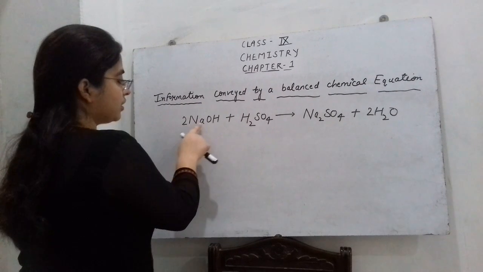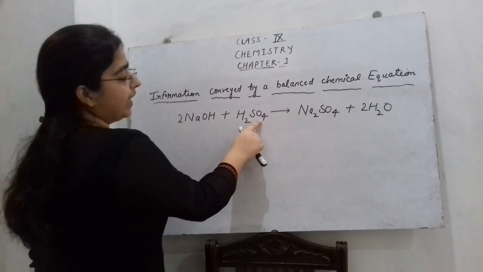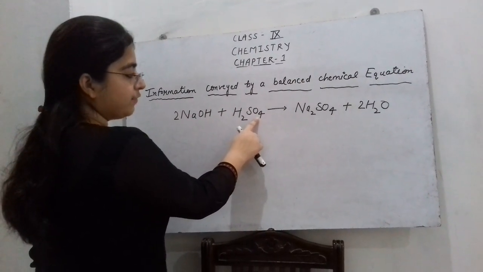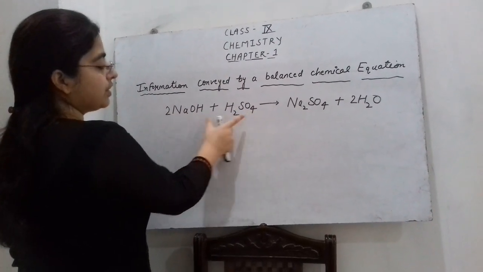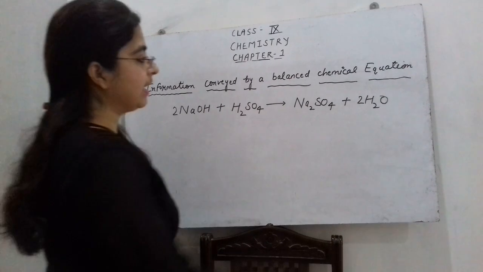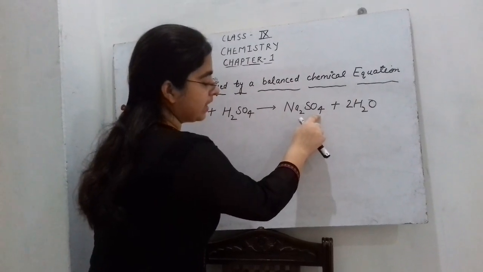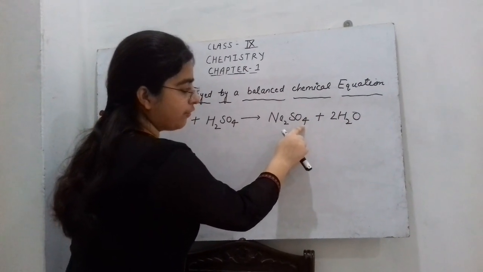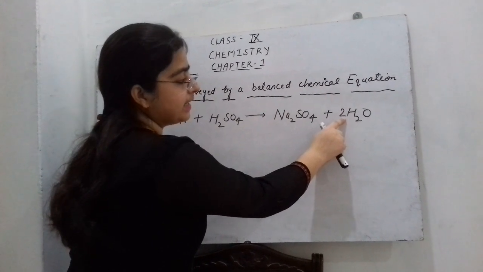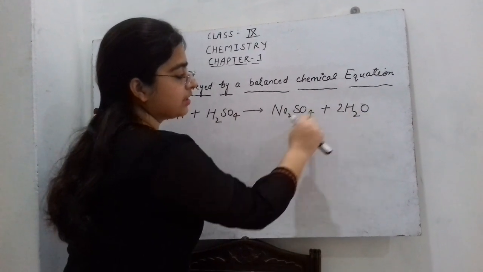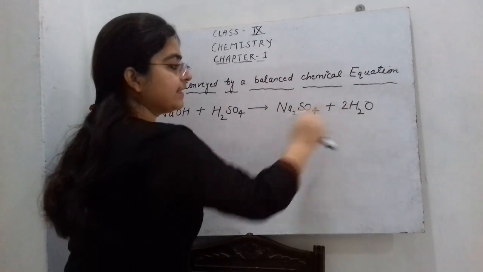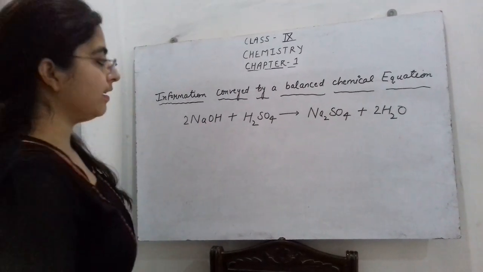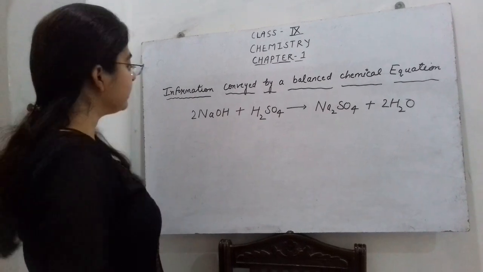2 atoms of oxygen are here and 4 atoms of oxygen are present in sulfuric acid. So overall we can say that 6 atoms of oxygen are on the reactant side. In the same way, 4 atoms of oxygen are present in sodium sulfate and 2 atoms of oxygen are present in water, and therefore overall on the product side again 6 atoms of oxygen are there. So oxygen is also balanced.